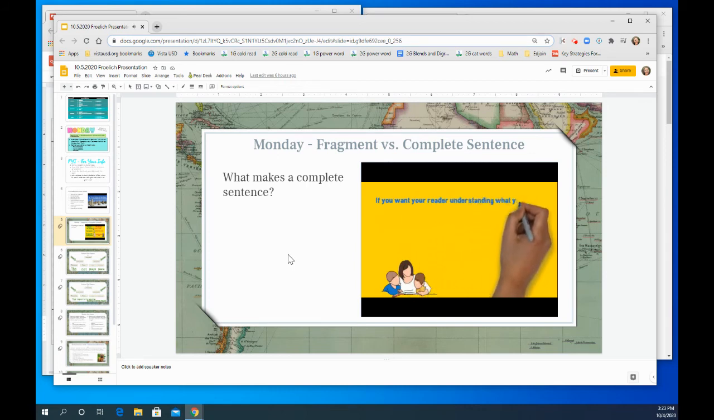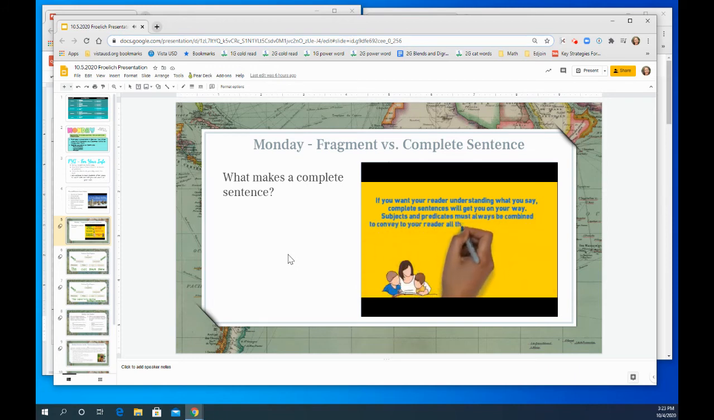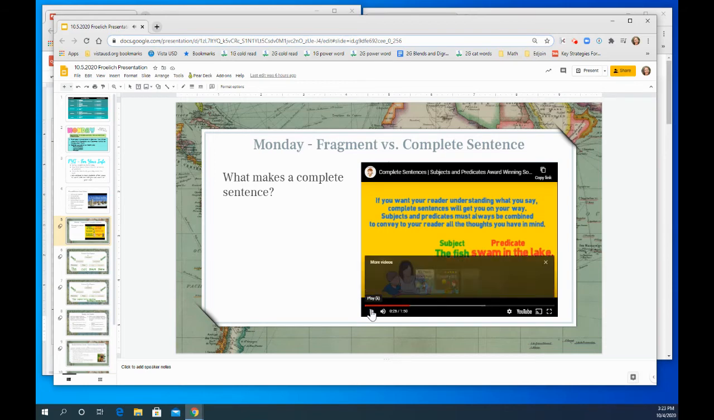If you want your reader understanding what you say, complete sentences will get you on your way. Subjects and predicates must always be combined to convey to your reader all the thoughts you had in mind.